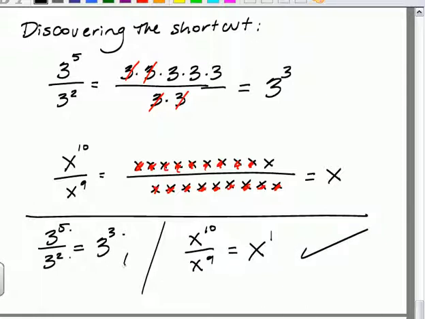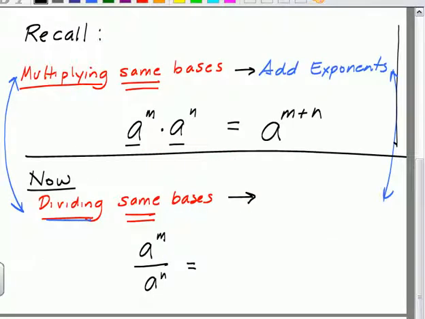So I think we have discovered our second shortcut. Let's go back and fill that in. When you're dividing same bases, just what we expected, the shortcut is just to subtract the exponents. Mathematically, how we write that is the base stays the same, a, and we subtract the exponents. We always subtract the exponent in the bottom from the exponent in the top, so it would be m minus n. And I think that's it for this second shortcut.